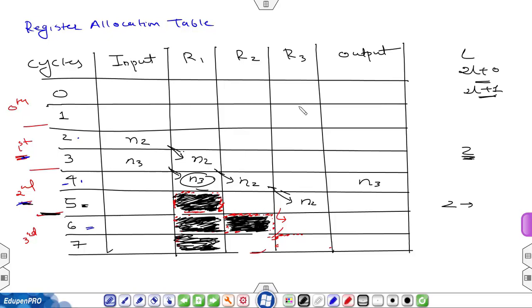In the fifth cycle, R3 is occupied by N2. So in the seventh cycle, R3 will be occupied by the output of adder 2 generated in the next iteration. So here you can see that N2 is generated, then shifted to R1, R2, R3. During the fourth cycle, N2 will be generated, and it will be shifted to R1, R2, R3. That's why it is blocked.